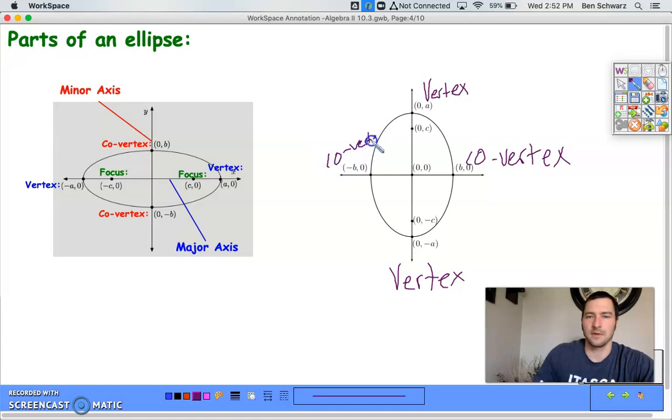And then again, the foci always line up with the vertex. So this would be a focus here. This would be a focus here. If you're confused, foci is just the plural form of focus. So the vertices can be either vertical or horizontal. Just depends on the kind of ellipse you're dealing with.